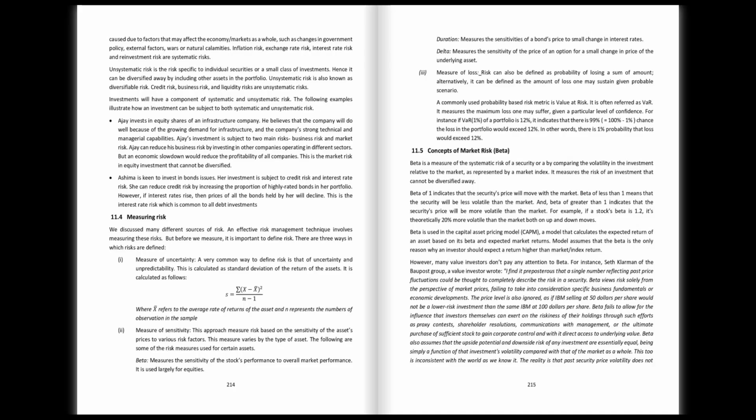For instance, if the VAR at 1% of a portfolio is 12%, it indicates that there is a 99%, that is, 100% minus 1% chance the loss in the portfolio would not exceed 12%. In other words, there is a 1% probability that the loss would exceed 12%.